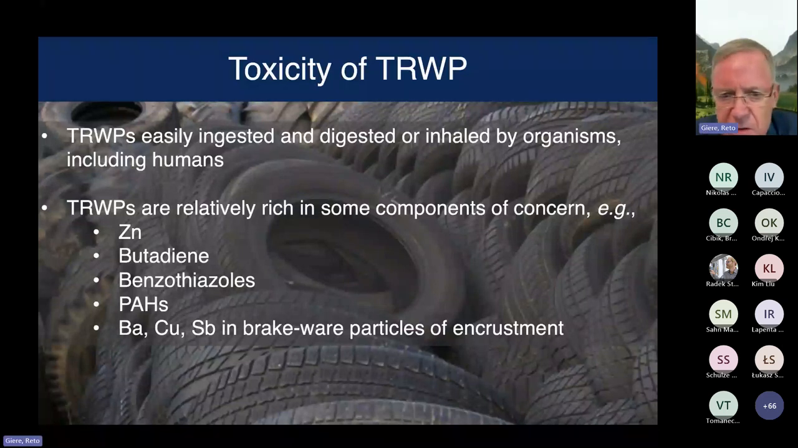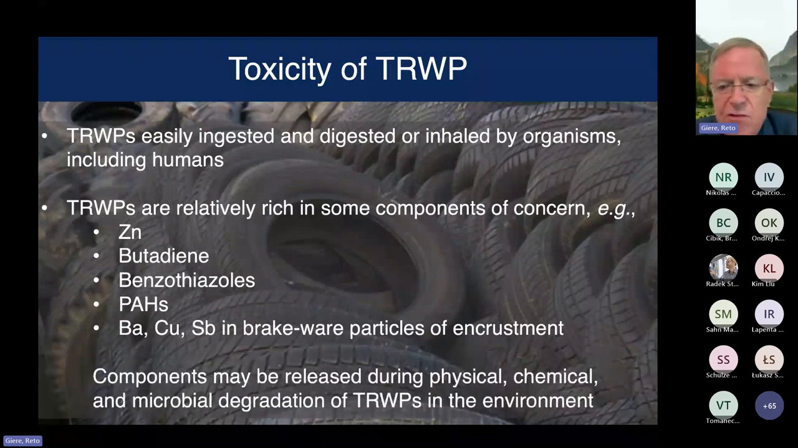The next component that is of concern are PAH, or polyaromatic hydrocarbons. This is a group of chemicals. Some of these are highly carcinogenic. They are parts of tires. Most importantly, they're part of the carbon black that is added as a filler. And of course, they are emitted along. And then, as you have just seen, these tire particles are coated with other particles from the road surface, which includes brake wear particles. Most characteristic are some elements such as barium, copper, and antimony that are characteristic of brake wear particles. Now, these components, as these particles are lying in the environment, can be released.